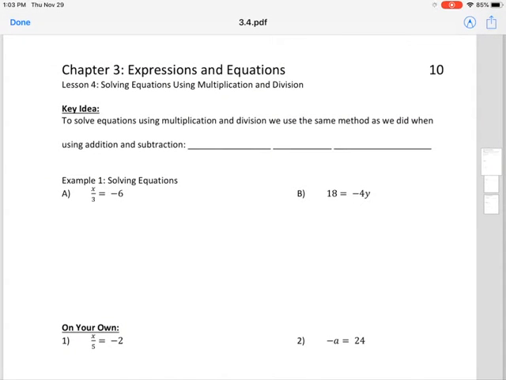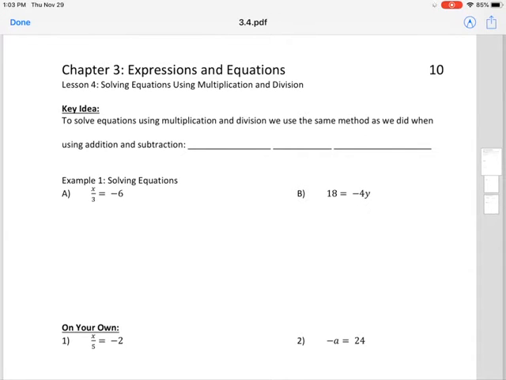Okay guys, so today we are going to be continuing on with solving equations. Yesterday we talked about solving equations when we're doing addition and subtraction. And today we're going to be talking about how to solve equations when we're using multiplication and division. So just like when we solved equations using addition and subtraction, we're going to use the same method.